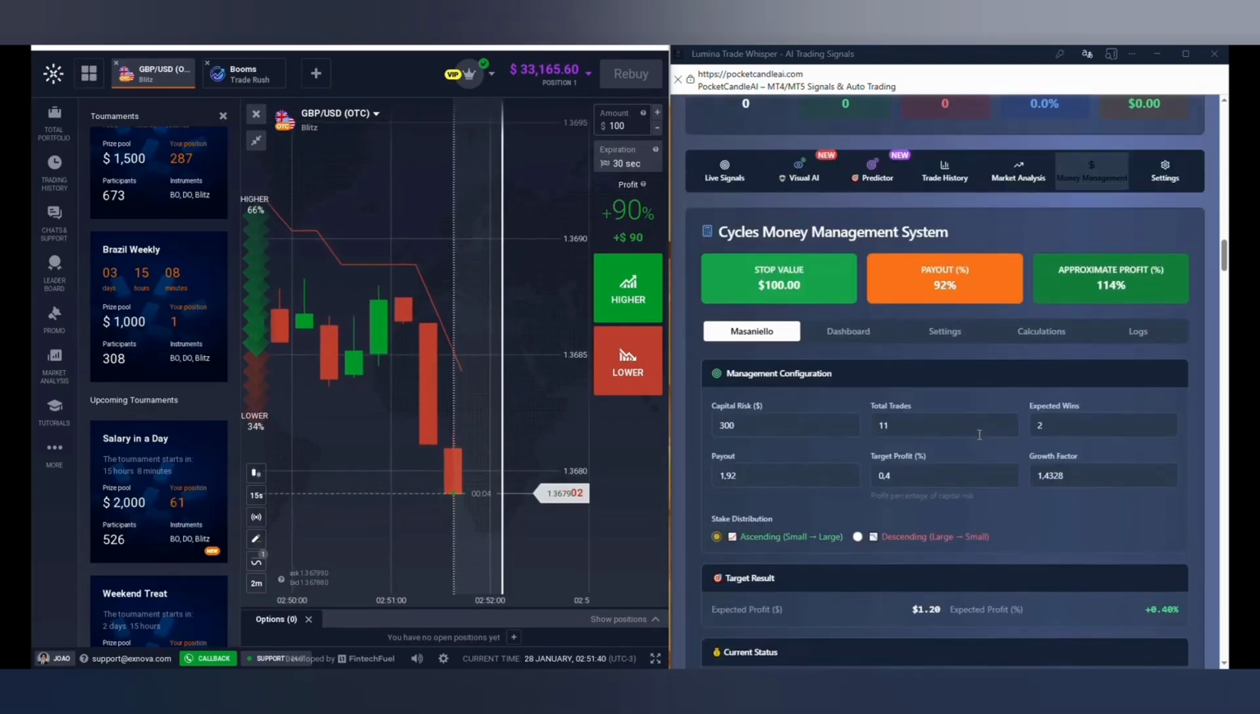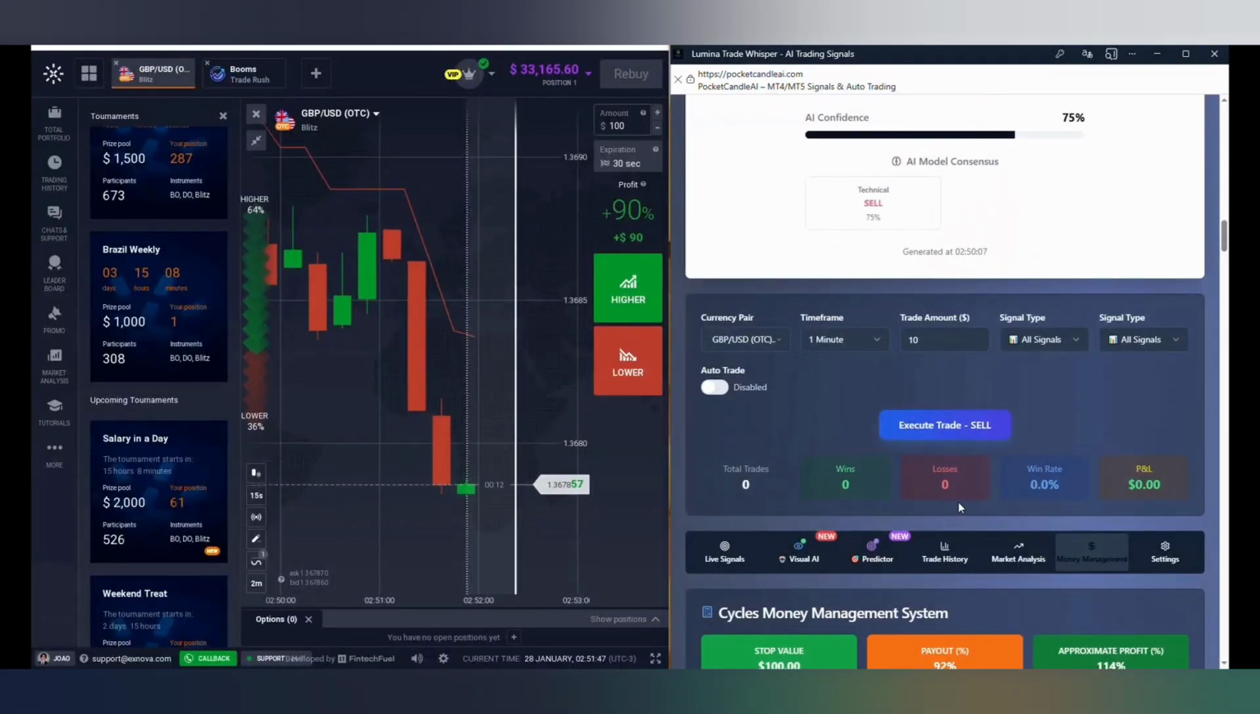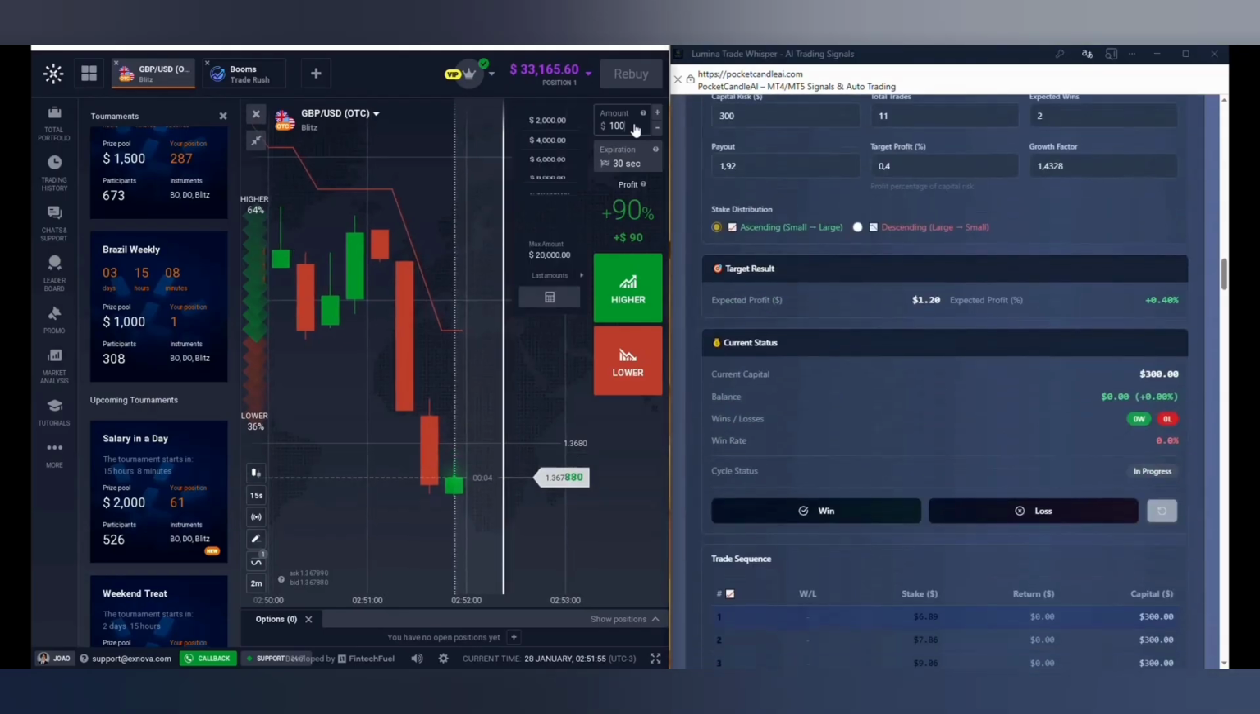So we are going to follow our money management system. Now I'm going to turn this off. We are going to get it from our other device so that we can use the money management system.